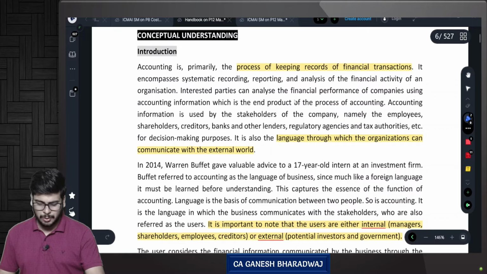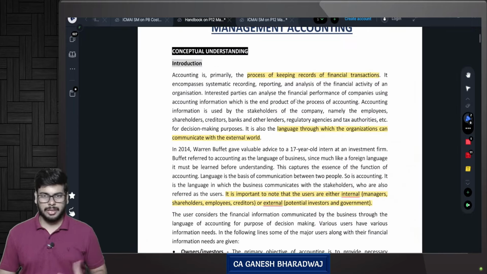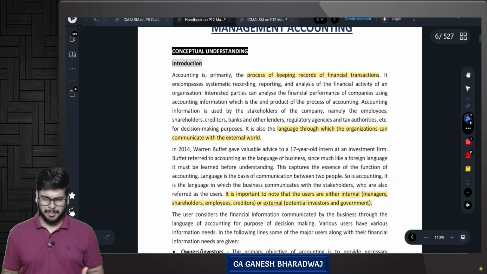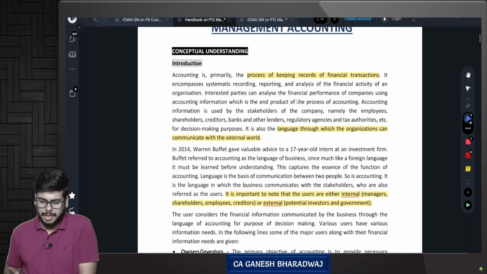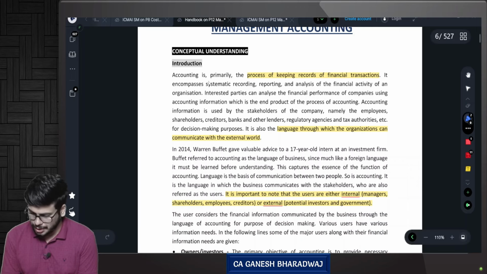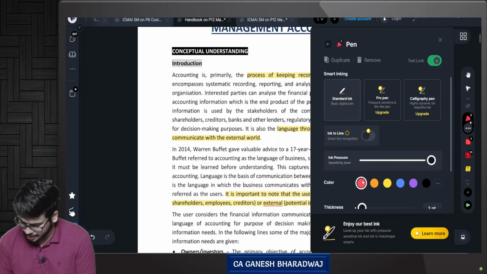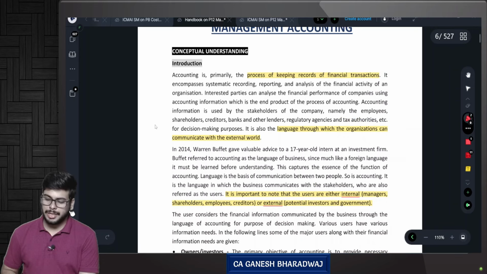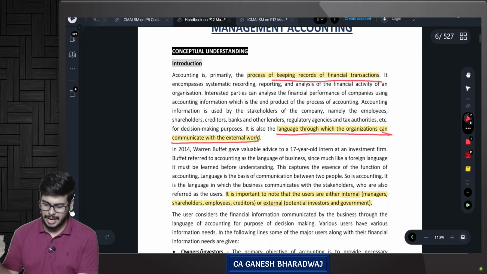Fine. So, conceptual understanding. They have given a lot of background, a lot of theoretical explanation, which from an examination perspective, as well as for practically understanding the subject, is not of much relevance. Anyways, I'm just walking you through. So they have just mentioned accounting is primarily the process of, once again, I'll just change the color of my pen. Yes. Accounting is primarily the process of keeping records of financial transactions. It is the language through which organizations can communicate to the external world.